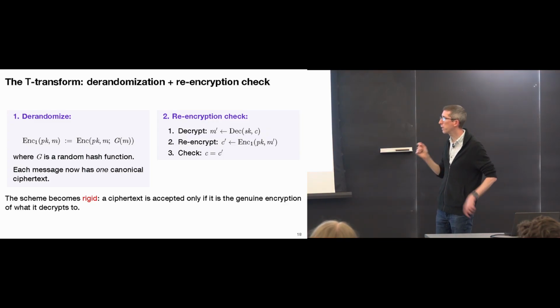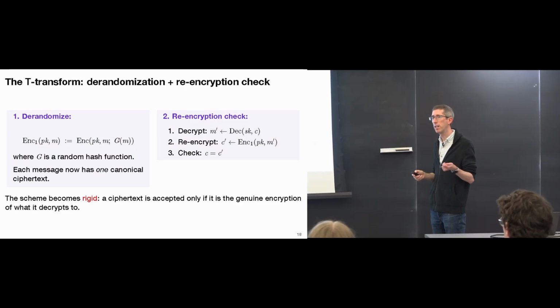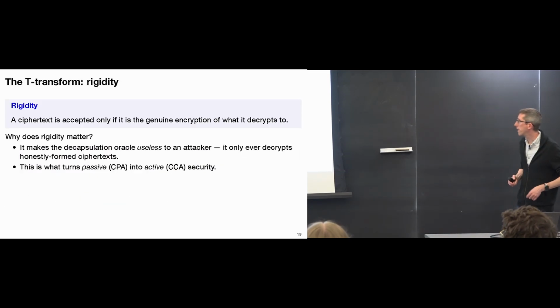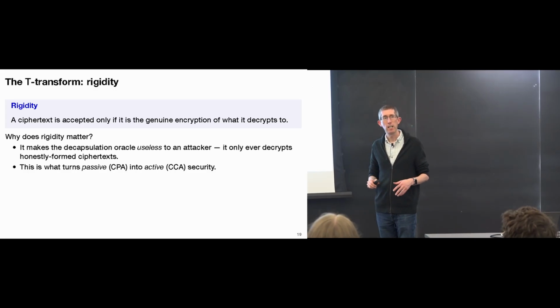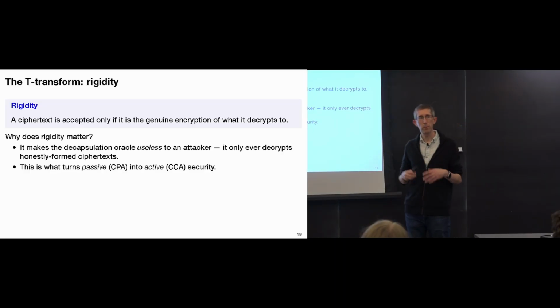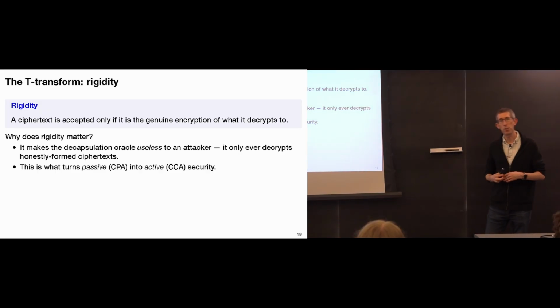So this really restricts the adversary's ability to play around with messages that maybe encrypt to different ciphertexts or vice versa. And this rigidity is really what makes the chosen ciphertext attack oracle useless to the adversary. Because we do this re-encryption check on a rigid scheme, we know that we'll only be decrypting honestly formed ciphertexts, and that's what upgrades us to this chosen ciphertext attack security.